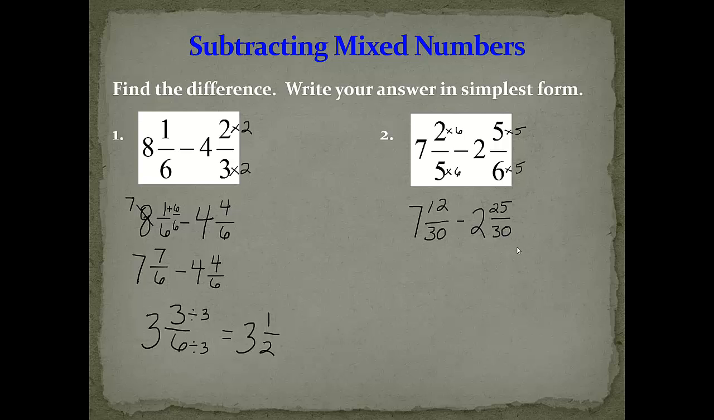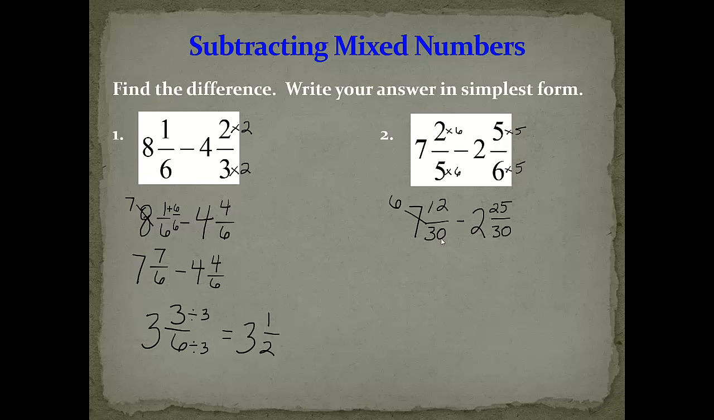So now we'll subtract our fractions. For our fractions, we have 12/30 minus 25/30. So we'll do 12 minus 25. We cannot do 12 minus 25, so we need to borrow from the 7. We'll borrow from the 7, and it becomes a 6. In this problem, we are working with 30ths.